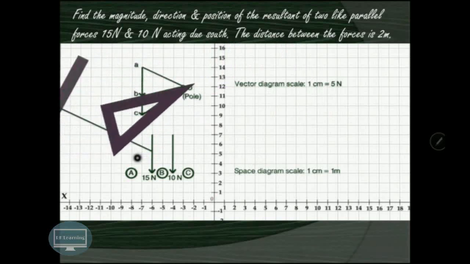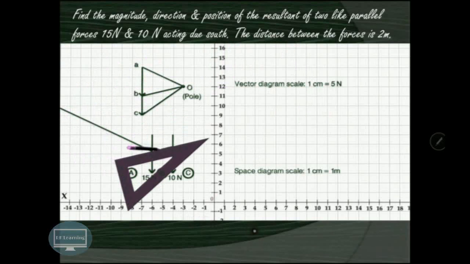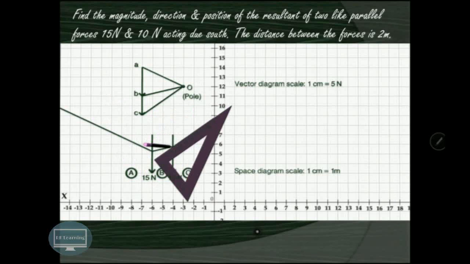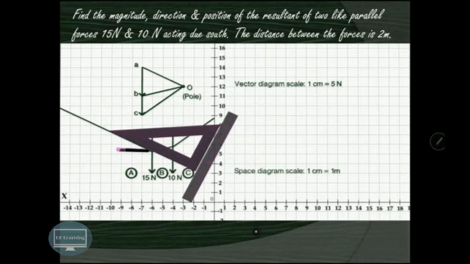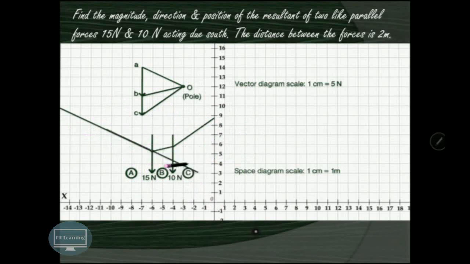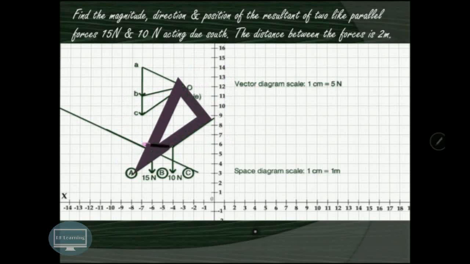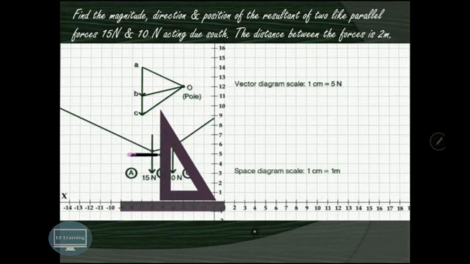parallel to this OA in the space of A, and parallel to OB in the space of A, and parallel to OC in the space of C. Then extend this first and the last line, as we have already seen. So the intersection will give the location of the resultant.